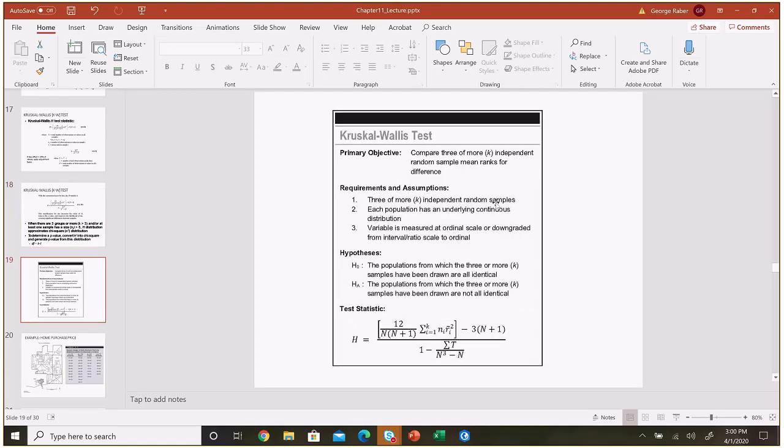So here's the table for the Kruskal-Wallis test. Basically, it's the same, but it has different assumptions, and it can use ordinal data. The data does not have to be normally distributed or close to normally distributed, and the variances actually can be different between groups in order for this test to work.